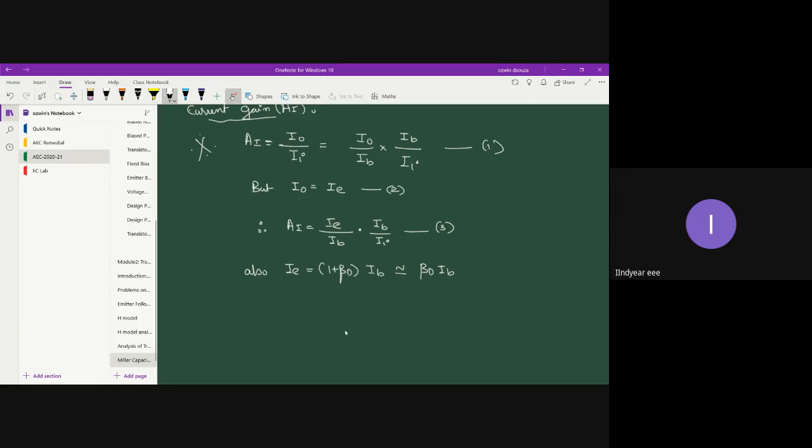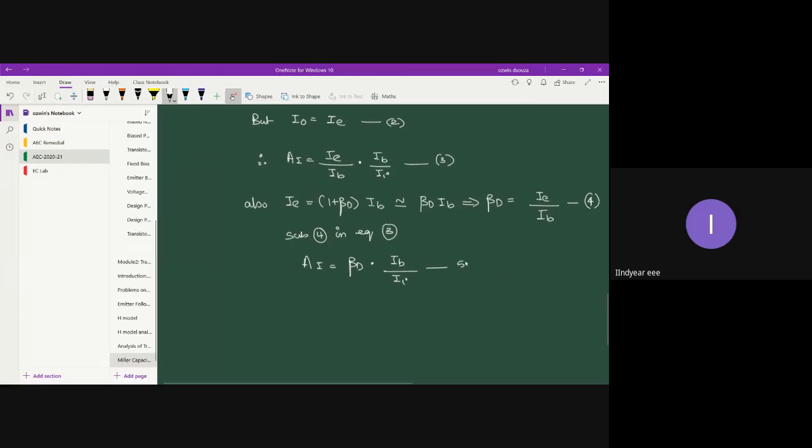So that implies the current gain beta D is IE divided by IB, and we shall take this as equation 4. So IE by IB is beta D. You can substitute equation 4 in equation 3, so that you will get current gain AI as beta D into the input current ratio IB by II. Let's take this as equation 5.